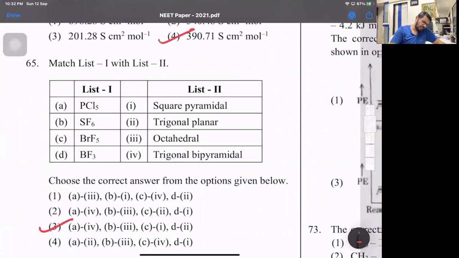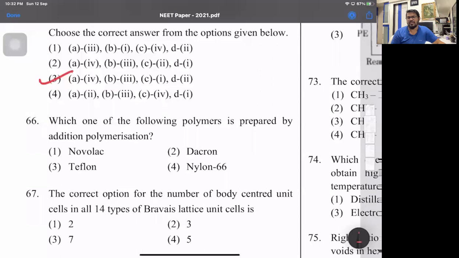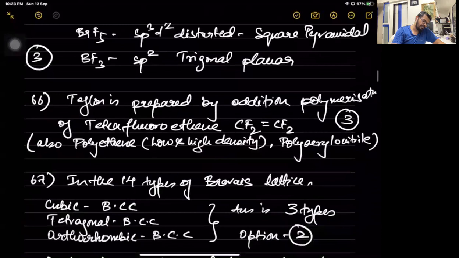Then, which of the following polymers is prepared by addition polymerization? Addition polymerization is nothing but Teflon. Along with Teflon, in addition polymerization we also have polyethylene, high density and low density, as well as polyacrylonitrile, that is PAN. All are examples of addition polymerization. So 66 is 3. Teflon is prepared by addition polymerization of tetrafluoroethene. And also two more examples, polyethylene, low and high density, and PAN.